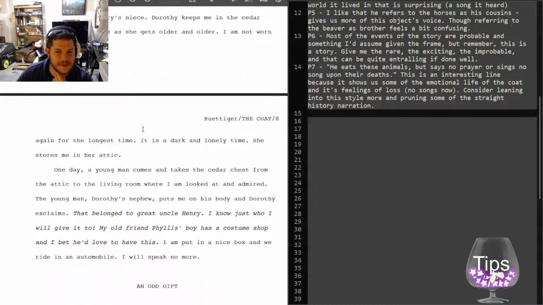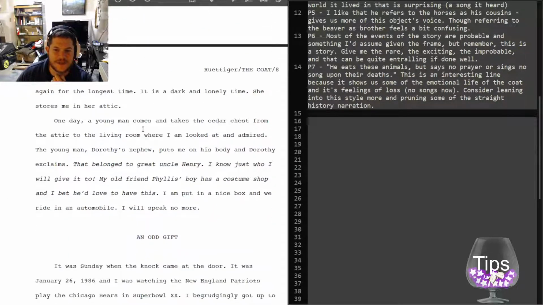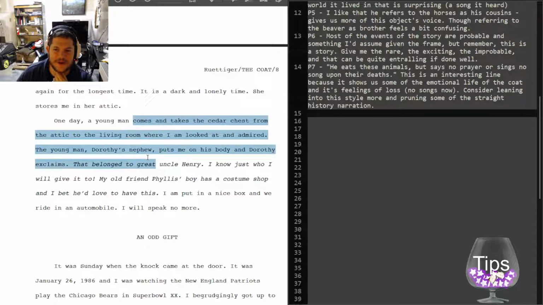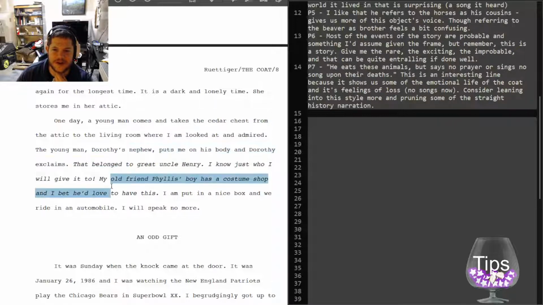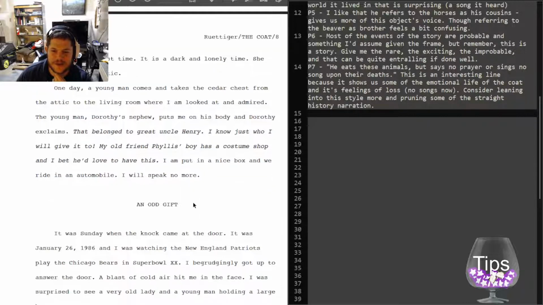I've not been worn for the longest time. It's dark and lonely. One day, a young man comes and takes a cedar chest from the attic where I looked at and admired. Young man, Dorothy's nephew, puts me on. Dorothy exclaims, "That belonged to great Uncle Henry." I know. Look, my old friend Phyllis' boy has a costume shop. I bet he'd love to have this. I put him in a nice box and write, "I'll speak no more."